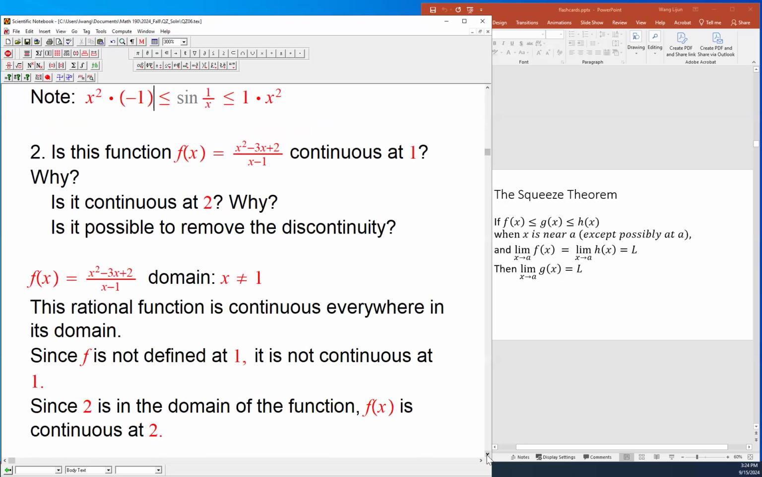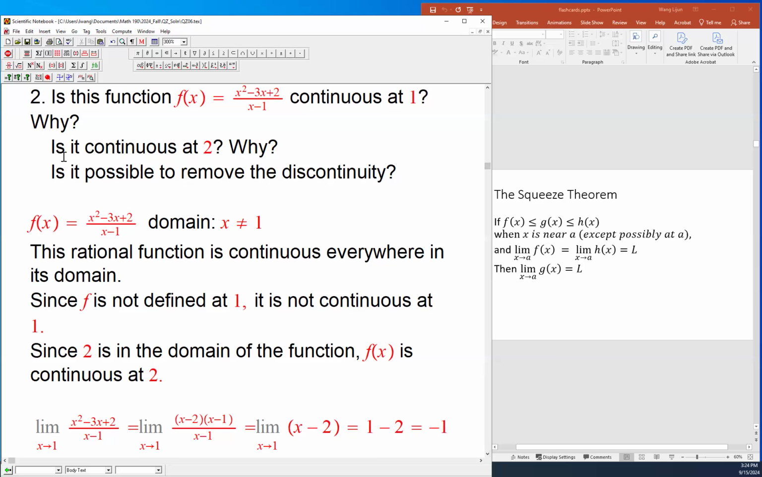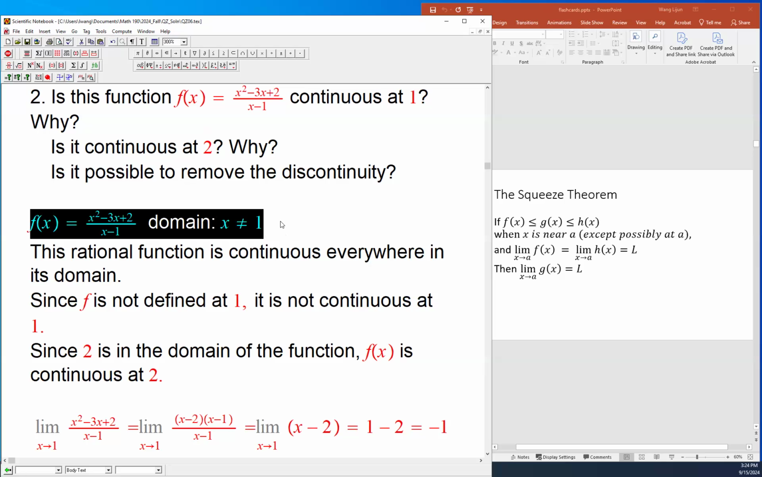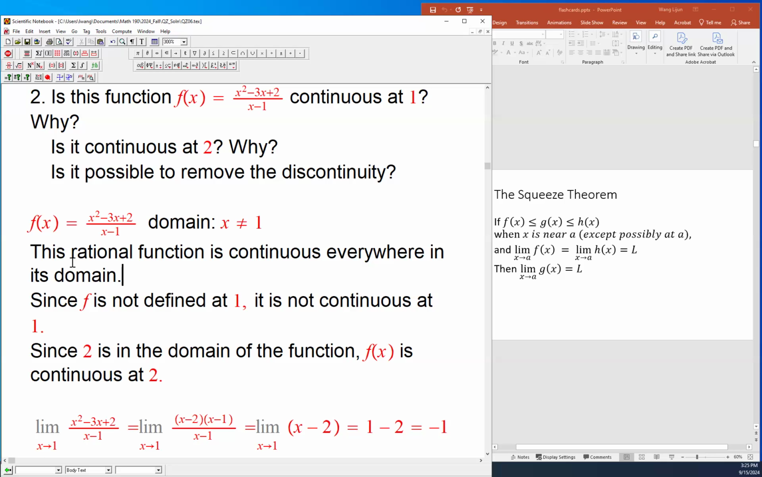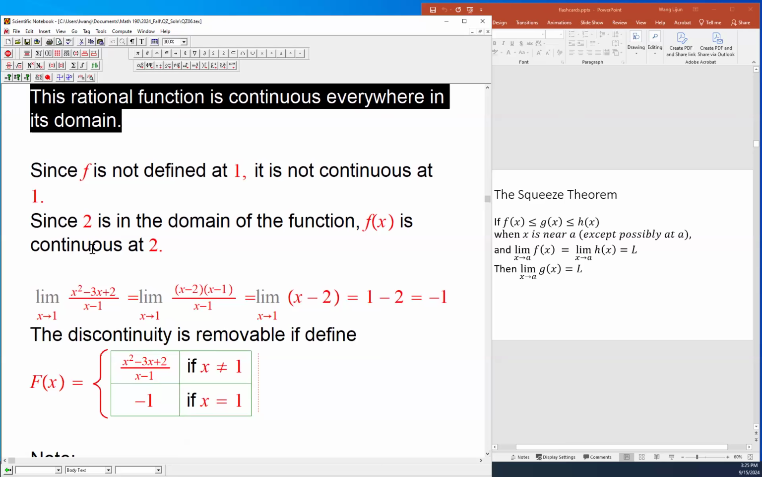The second question. Here's my answer. There are different versions of the answer. My version started with the question, is it continuous at 1? Is it continuous at 2? So I go by that order. But I first indicate the domain of this rational function is x not equal to 1. And then I say the rational function is continuous everywhere in its domain. With this statement, I'm quoting a theorem we learned that a rational function is continuous everywhere in its domain. So this statement is going to be very powerful for me to say what I need to say next.